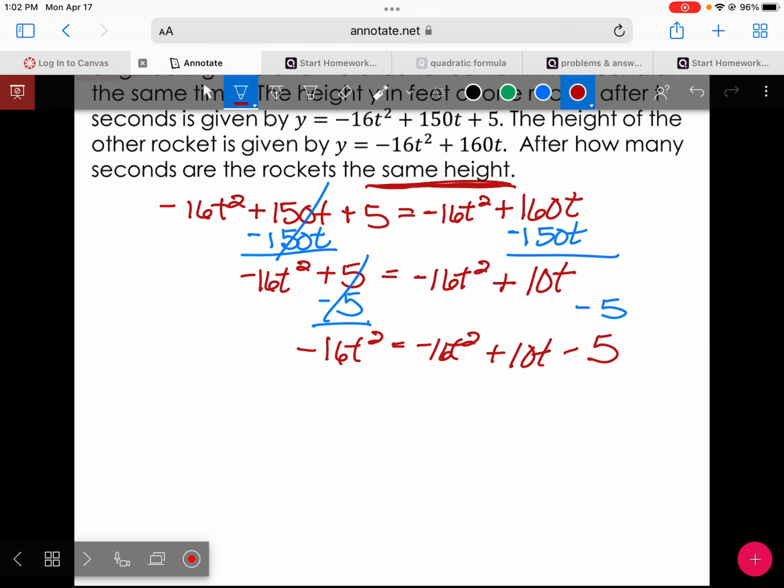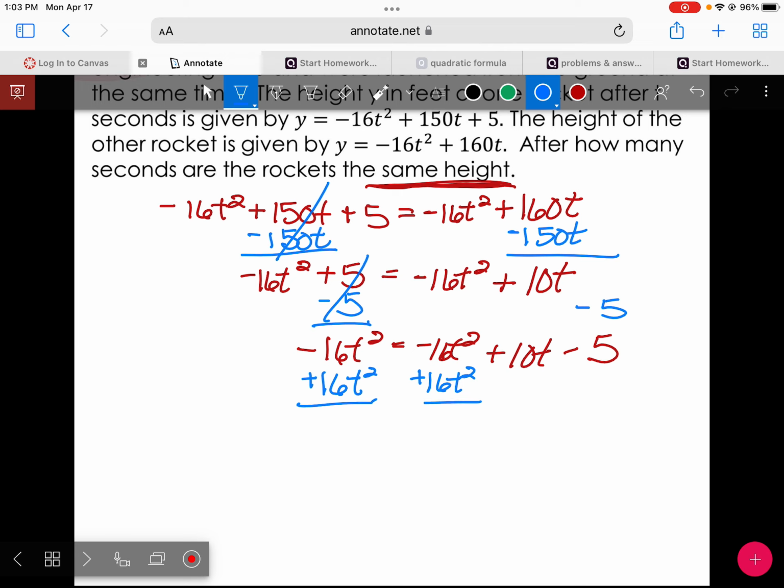Okay, now what? Lee or Justin, what do you think? Should we try to set this equal to 0, you think? That's how we usually try to solve, right? So what should I do? Add 16t squared. So add 16t squared.